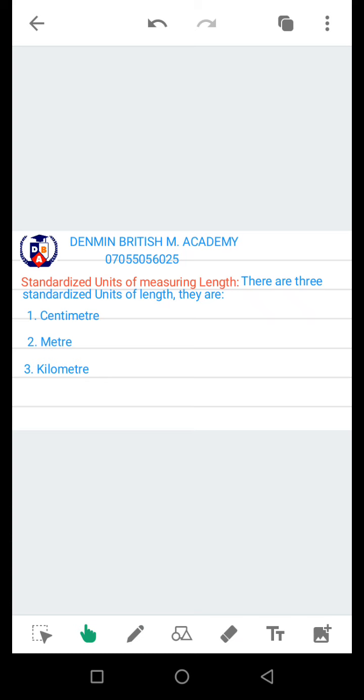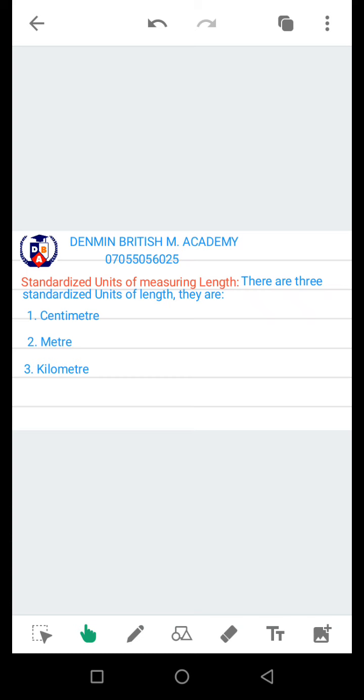But we have standardized units of measuring length, which are very accurate. What you measure here in Benin will be the same in Calabar. So those are standardized because their units are fixed and defined. There are basically 3 standardized units of measuring length. The first one is the centimeter, the second one is the meter, and the third one is the kilometer.